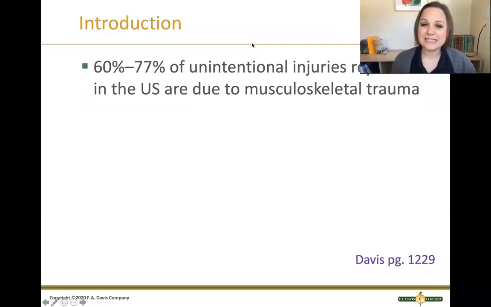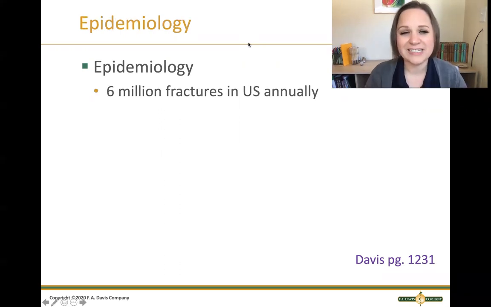So did you know that 60 to 77% of unintentional injuries reported in the US are actually caused by musculoskeletal trauma? And this could be anything from soft tissue injury to bones that are broken. The most common are sprains and strains, and fractures are the third most common musculoskeletal trauma that we'll see in the US. So how prevalent is this? Well, there are about 6 million fractures reported in the US annually.